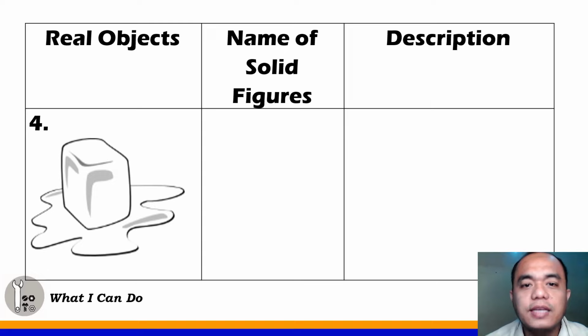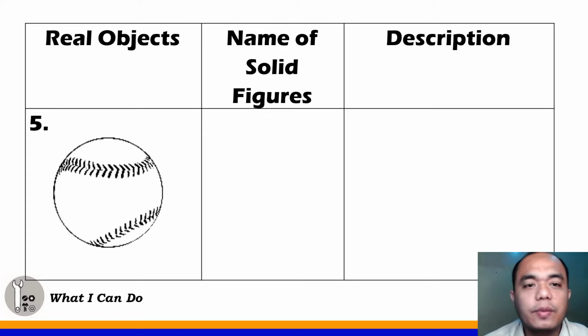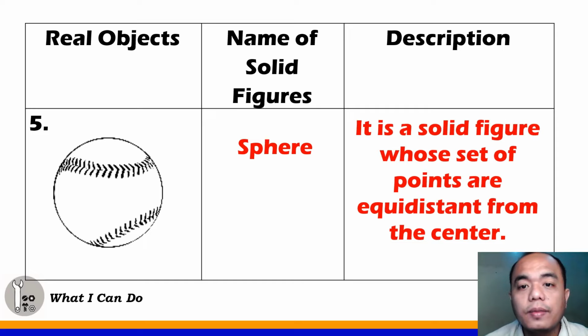Next, the ice cube. And that's an example of a cube. And cube is a prism with a square base. All its faces are square. Next, number 5, a baseball. Yes, that's a sphere. And sphere is a solid figure whose set of points are equidistant from the center.